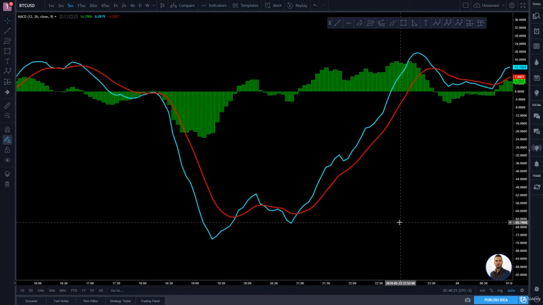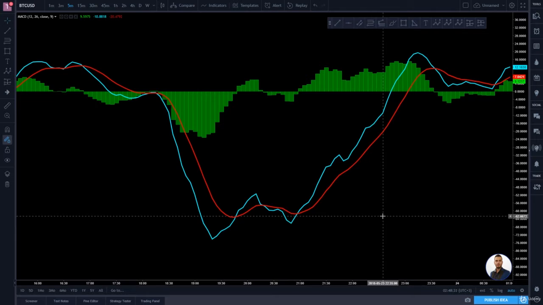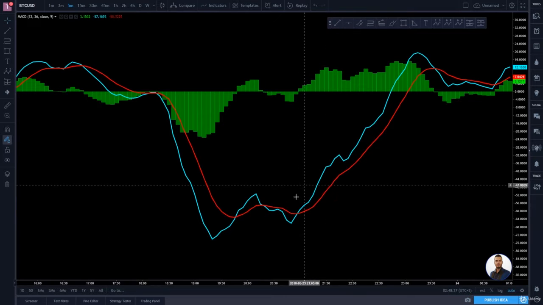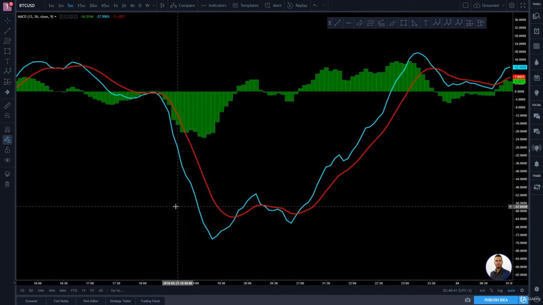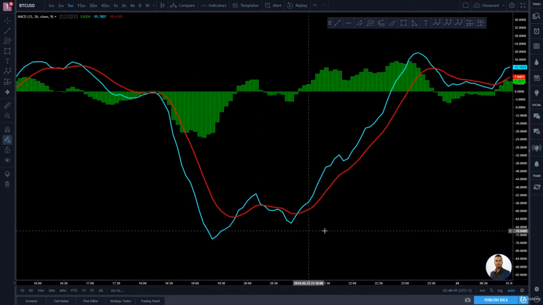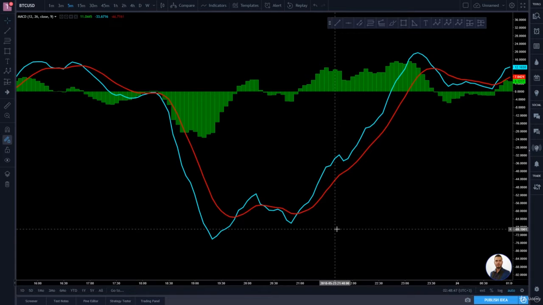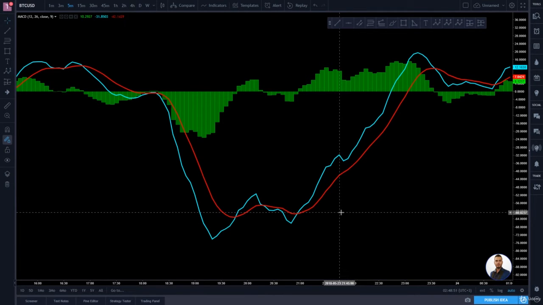For the people that don't know what the indicator means, MACD stands for moving average convergence divergence. It uses two moving averages of 12 and 26, set like this as default. They are like any other moving averages, and they are known as lagging indicators because what has happened has already happened.